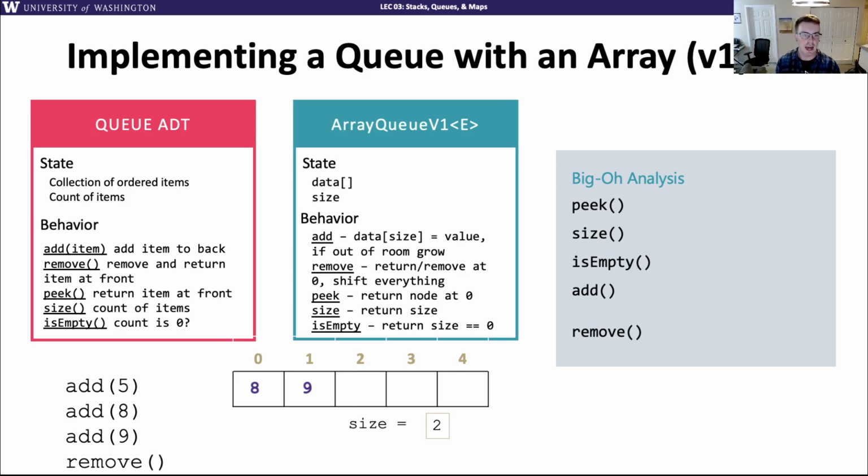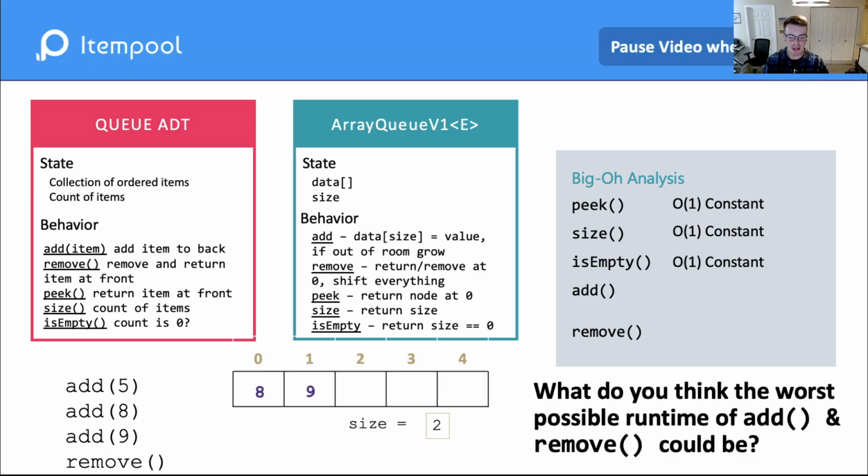Let's think about the runtimes for these, the big O analysis for these runtimes. Peek is going to be constant. Why? Well, because the front of the queue is at index 0. We can instantly access index 0. It's going to be constant time. Size and isEmpty are constant like normal because we have that size field. And then the question is, what is add going to be? How can we analyze add and remove? What is the worst possible runtime for add and remove? Take 1 second and try to think through that and answer it.